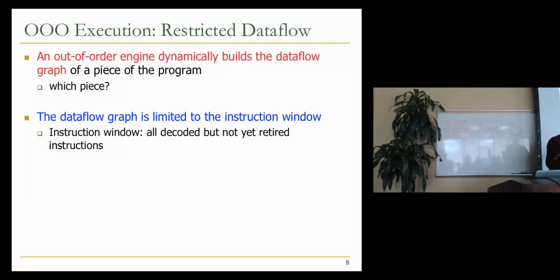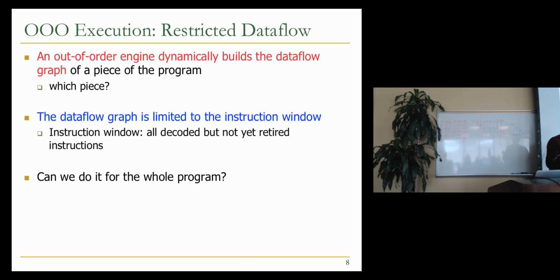Does that make sense? The instructions in the reservation stations are the instructions that are not yet scheduled, right? This is the scheduling window. But by looking at all of the state in the machine, you can construct the data flow graph in the instruction window. And that will be part of your... Actually, I think we have a problem in the homework that's similar to that.